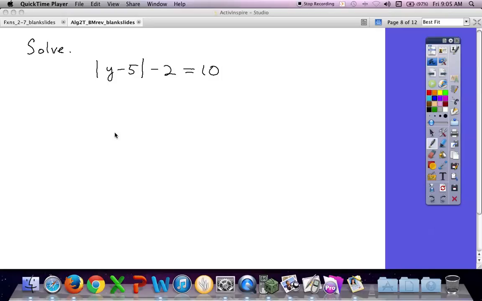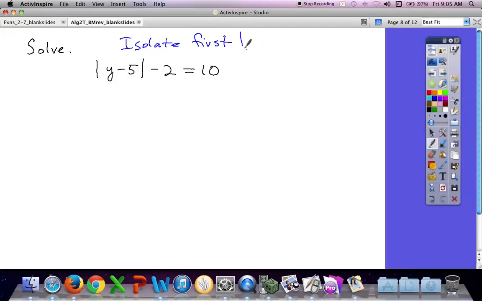Solving an absolute value equation. Remember, always isolate. Before you do any algebra, anything, you have to isolate the absolute value. Isolate first. In this case, what do you have to do to isolate the absolute value?